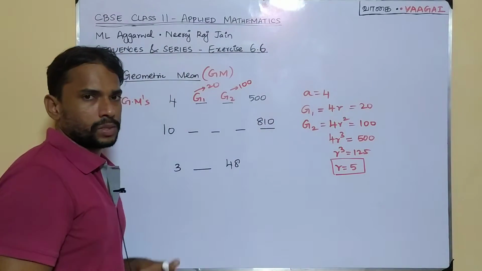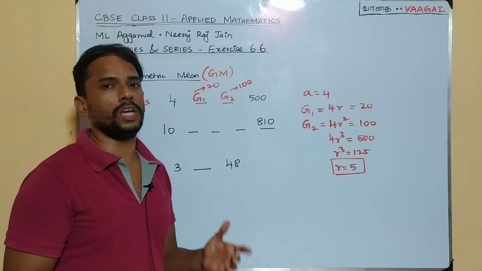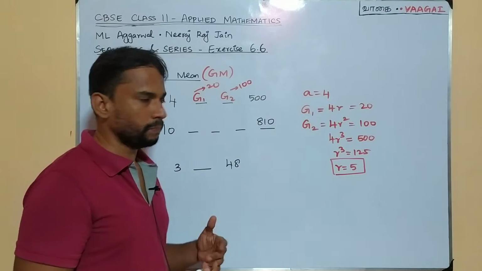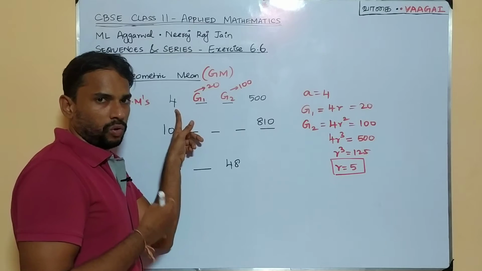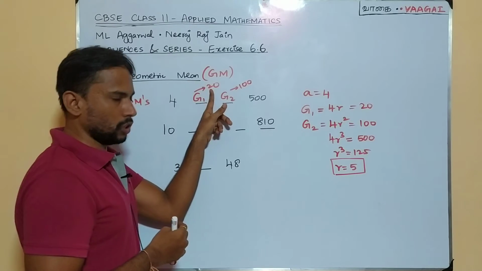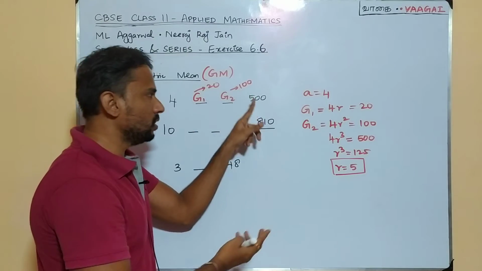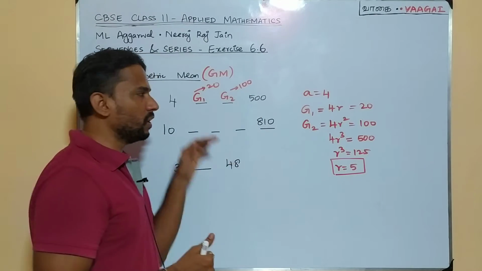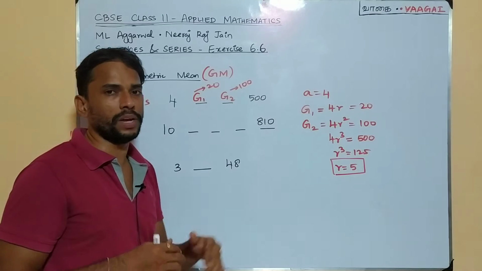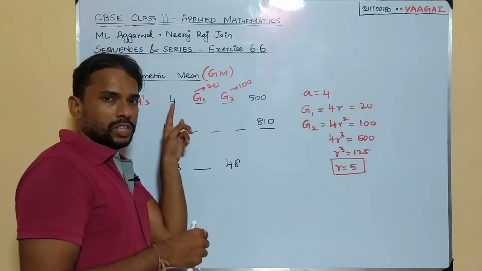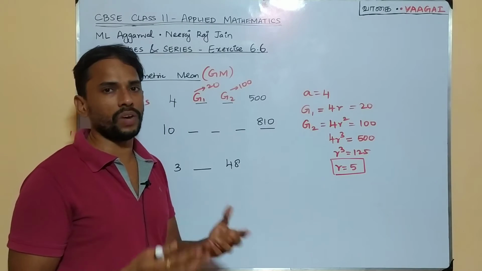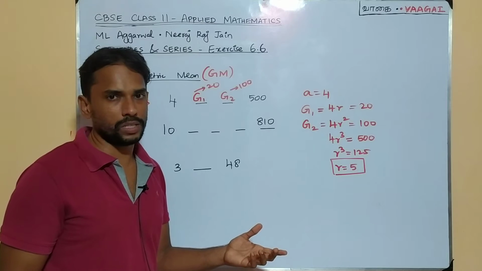Now you can check whether these 4 terms are in a GP or not. Definitely they will be in a GP. Shall we check it? My first term is 4. 4 into 5 is 20. 20 into 5 is 100. And 100 into 5 is 500. So successfully we got these 4 terms in a GP with first term 4 and common ratio 5. That's it. Okay, is it clear? Fine.